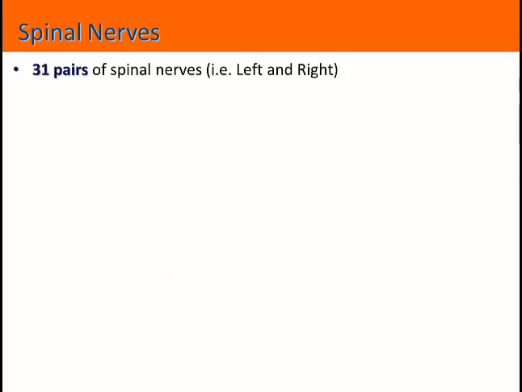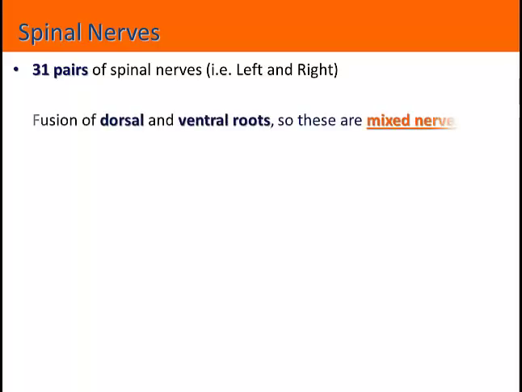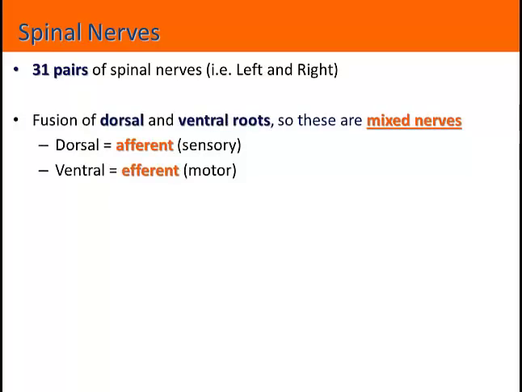So there are 31 pairs of spinal nerves, and the pairs are left and right. So there are 31 nerves on both sides of the spinal cord. And the spinal nerves, as I said earlier, are fusions of the dorsal and the ventral roots. And so again, these are mixed nerves.